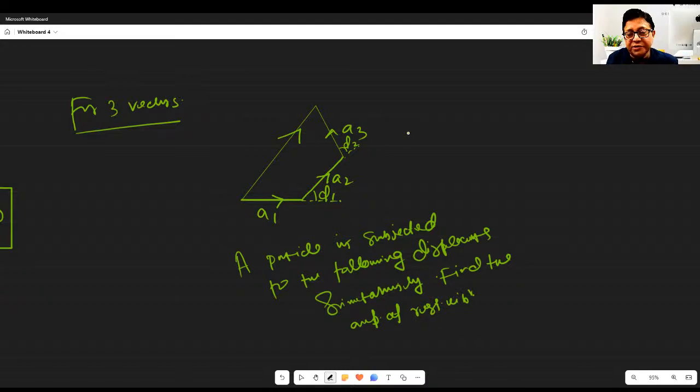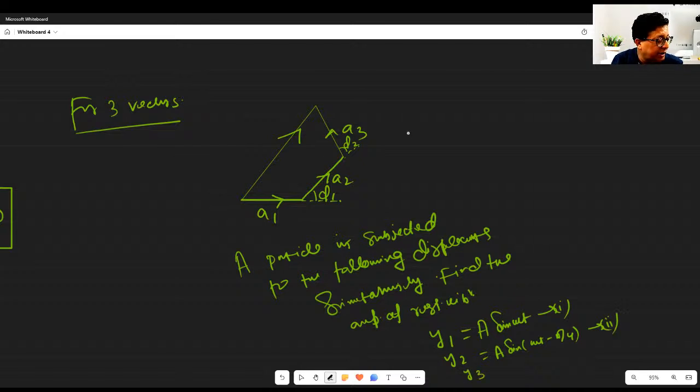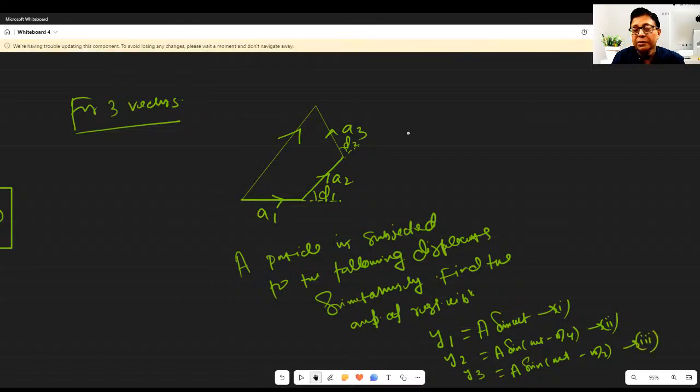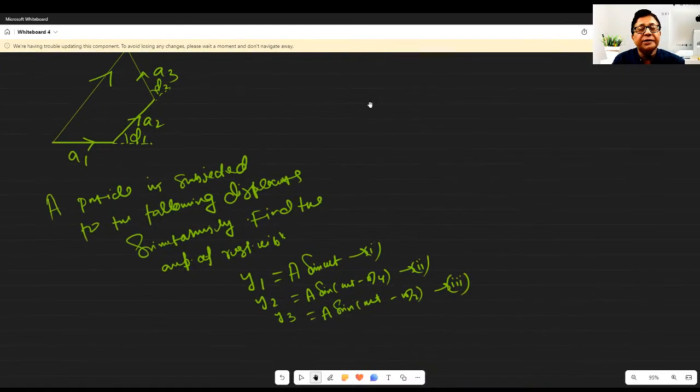I am giving you three waves here. Y1 equals A sin omega t, Y2 equals A sin omega t minus pi by 4, Y3 equals A sin omega t minus pi by 2. Let us solve it completely.